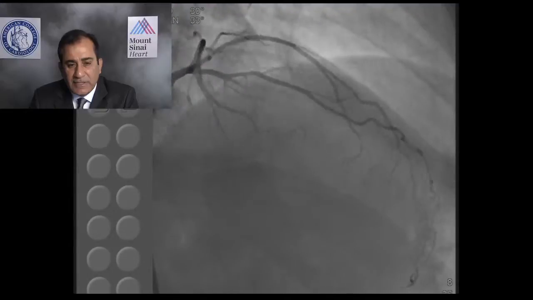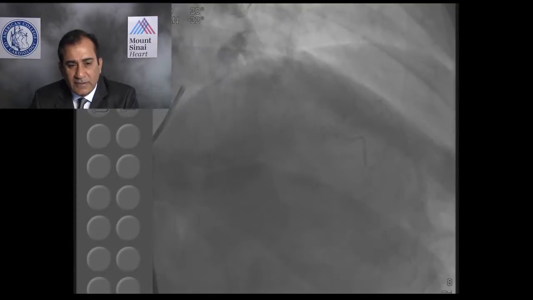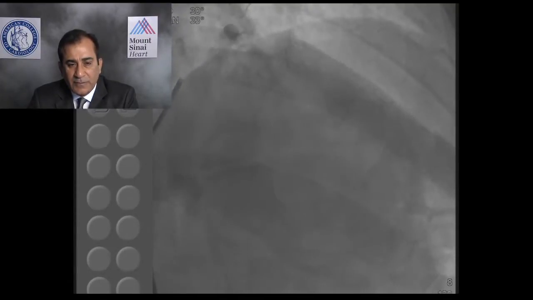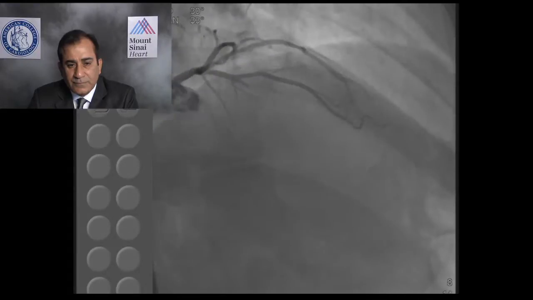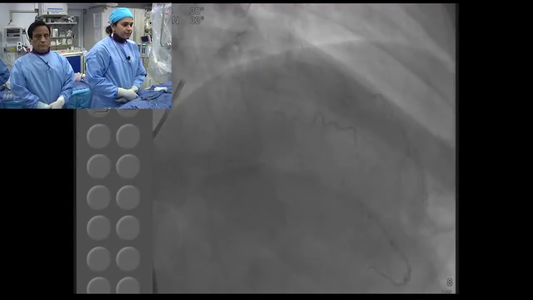I'm sure the patient or the family asked you the question, what percentage of success would you give them at this stage? For the antegrade, we still quote about 85% success rate. Excellent.